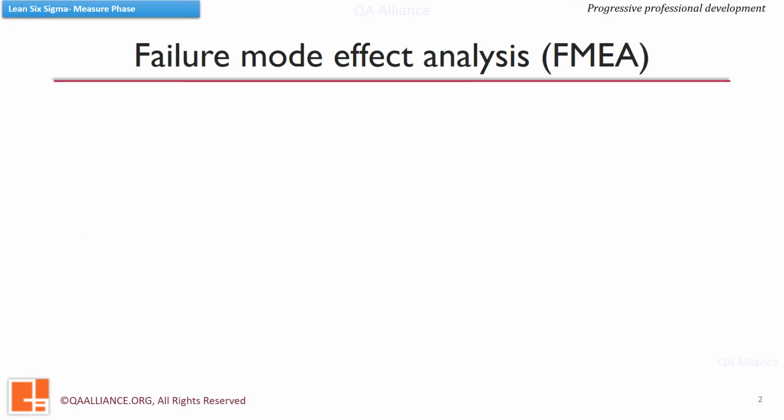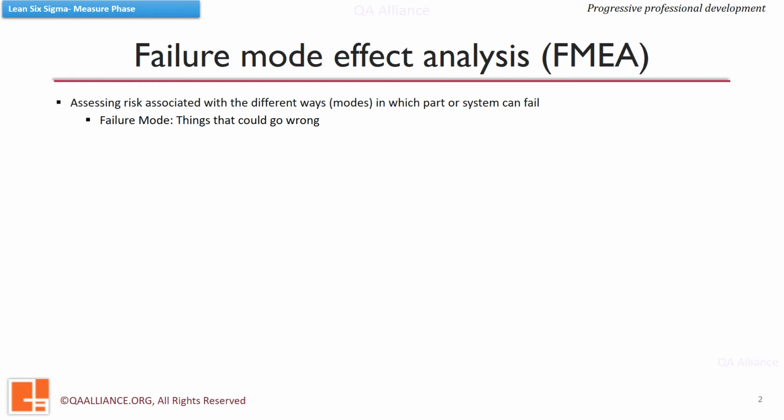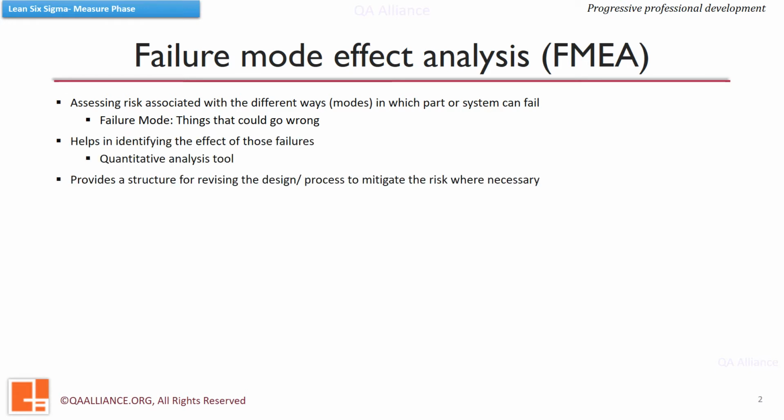FMEA is a quantitative analysis tool for assessing risk associated with the different ways in which the component, product, input, or process could fail to perform its intended function. Failure modes may be the result of upstream operations or may cause downstream operations to fail. FMEA helps in identifying the effect of those failures and provides a structure for revising the design or process to mitigate the risk where necessary.